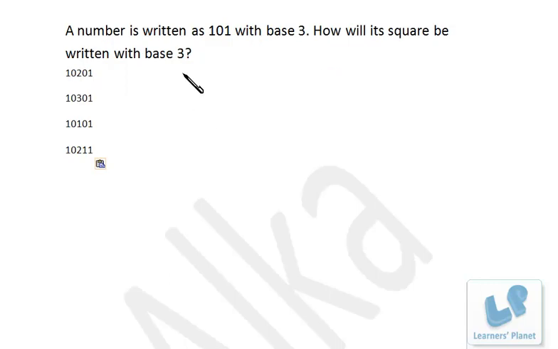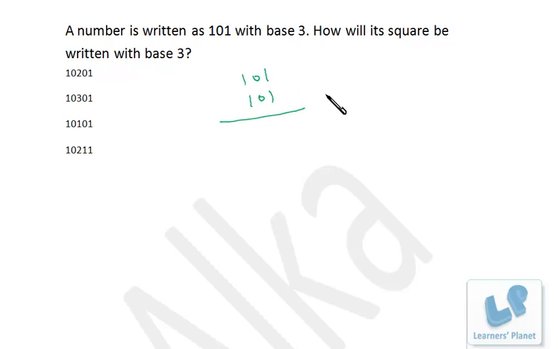Now a number is written as 101 with base 3. How will its square be written with base 3? See, how to multiply numbers which are not in base 10, I have already discussed in the basic reasoning sessions when we were discussing binary number operations, right? So you can attend the same session if you are not clear about it. Here 101 square we need to find out in base 3.